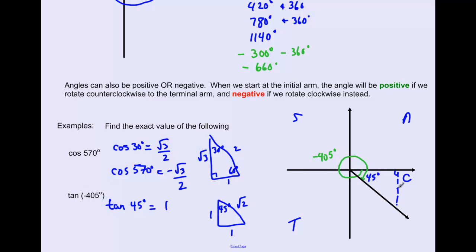But because I'm in quadrant 4, only C, or only the cosine ratio, is positive. So again, this is going to end up being negative. So the tan of negative 405 is going to be negative 1. There you go. So that is coterminal and negative angles. And hopefully this lesson, being a quick one, was good for you tonight.